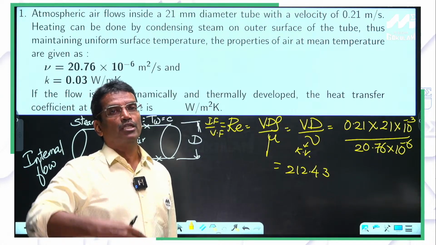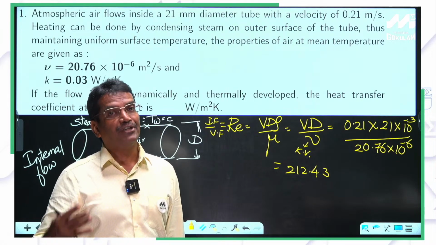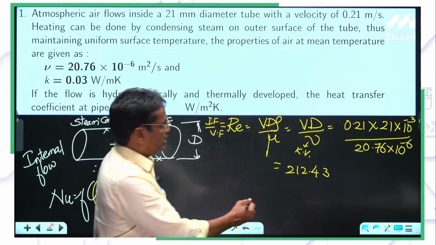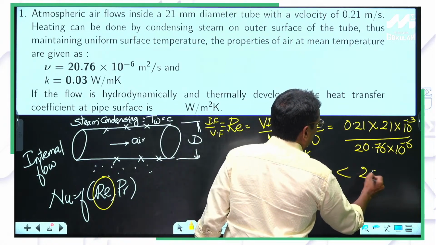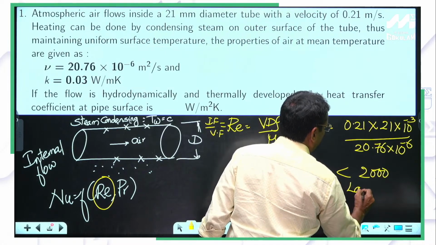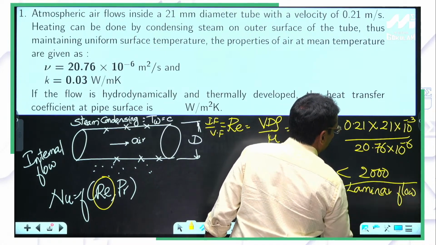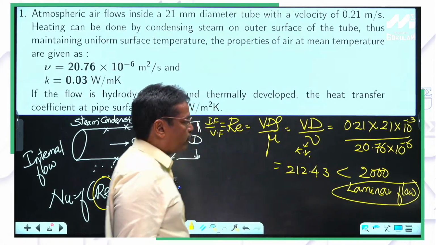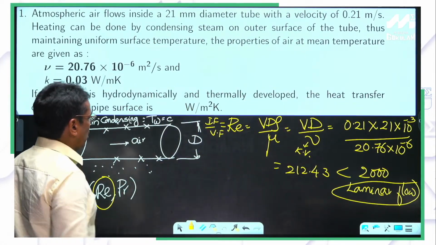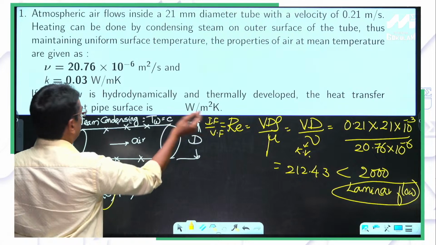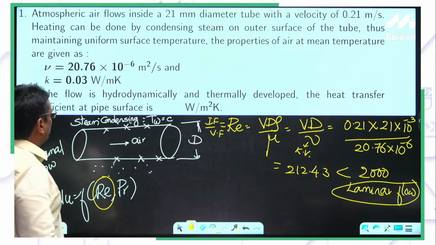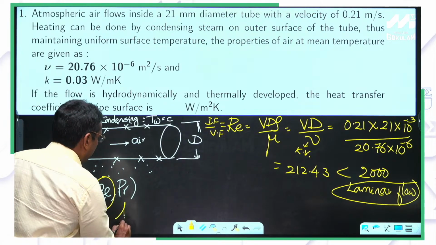If the Reynolds number is more than 4000, the flow will be turbulent. Clearly, it is much lesser than 2000. Therefore, I decide the flow is laminar flow, or viscous flow. Another name for laminar flow is viscous flow. For the laminar flow, how do we calculate h? Because our main unknown is the convection heat transfer coefficient, h.